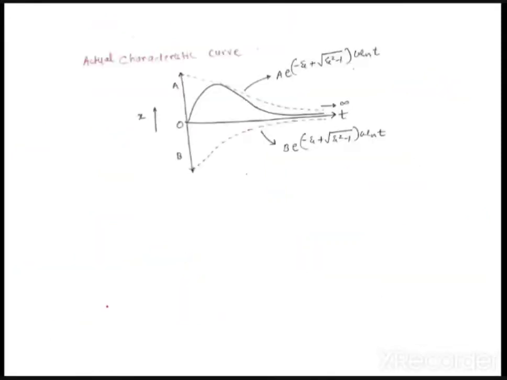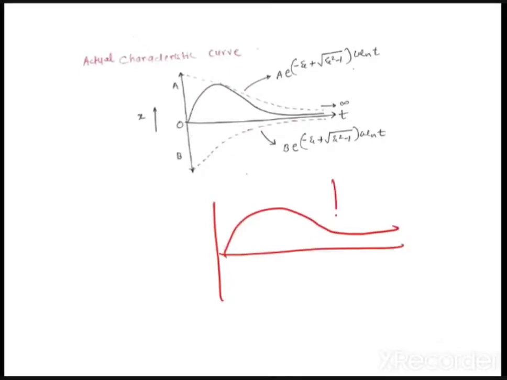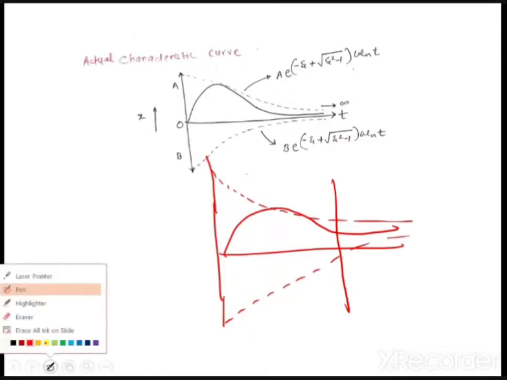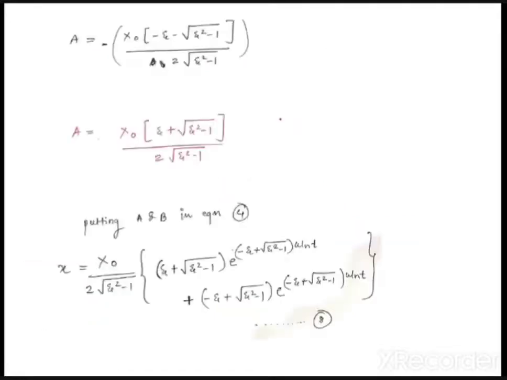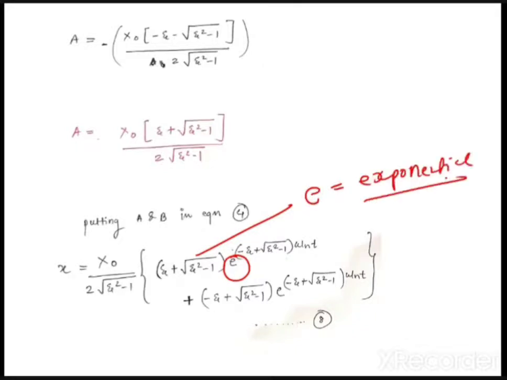Now I will draw this diagram again. So this is the actual characteristic curve. It is reaching steady state. If I draw this line like this, you can see that it is exponential. Now guys, one more point you have to understand: in this output term, you can see that there is an E. There is an E, which means the output will be exponential. And there is an E raised to minus zeta.